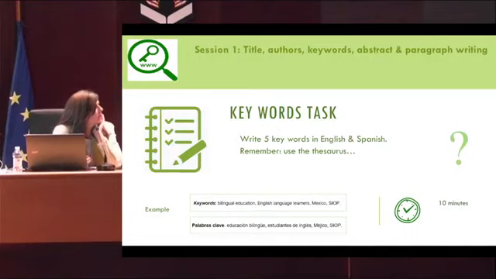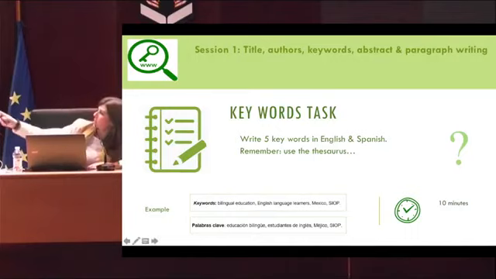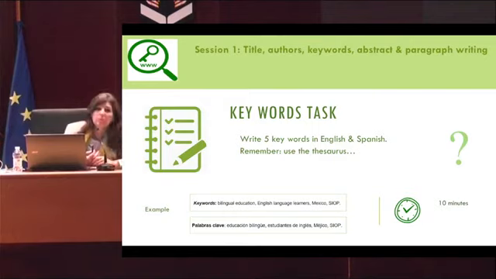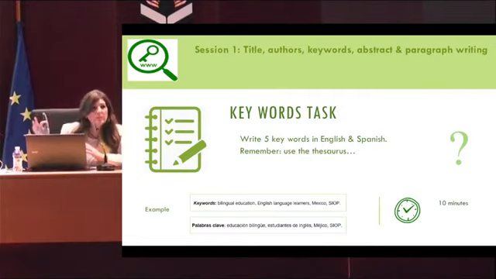Okay? There you got an example. Bilingual education, you see, without capital. English, because it's an adjective, and it's with capital. But language learners, you see, comma, I should write semicolon, right? I have to change that. Mexico, in this case, this study was focused on Mexican students, so we have to write Mexico.